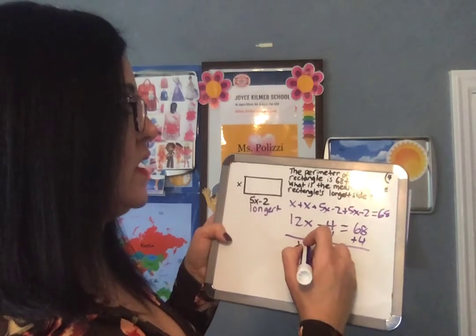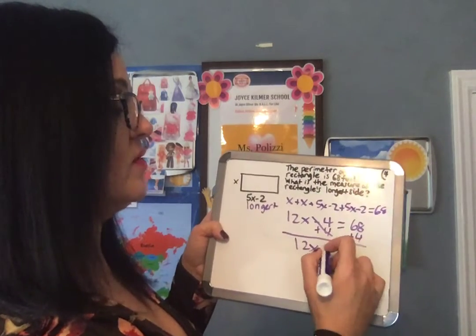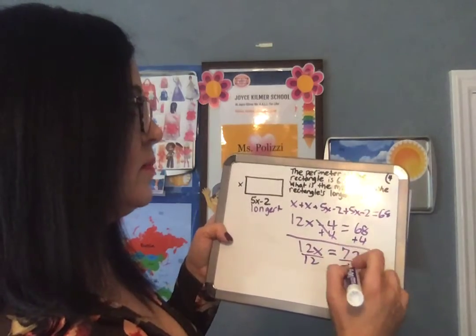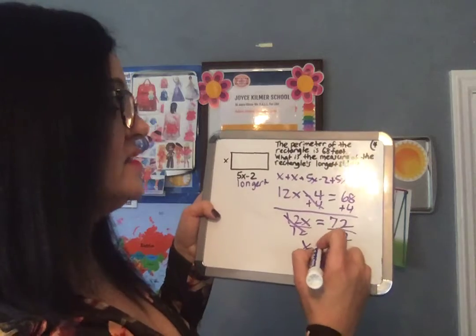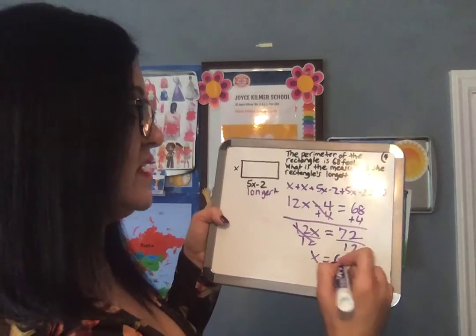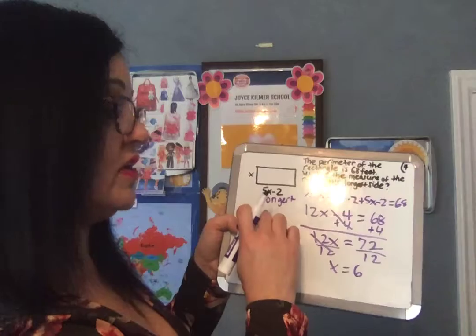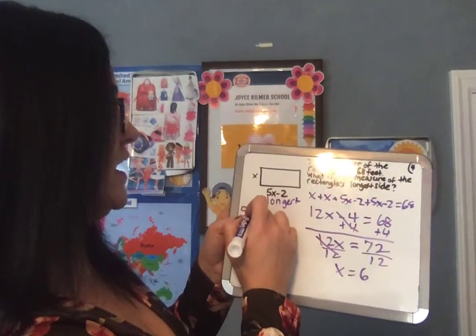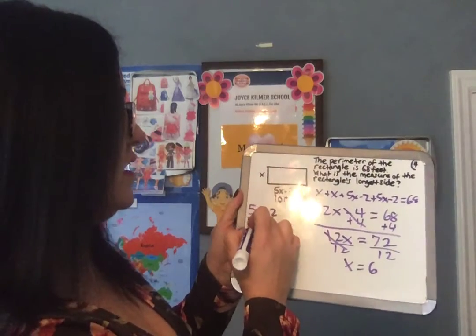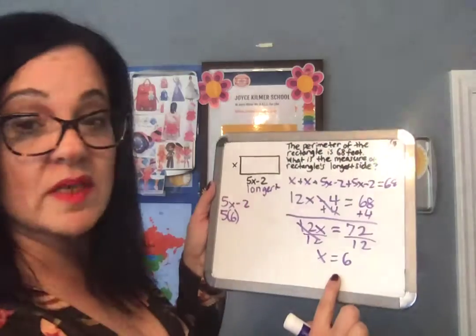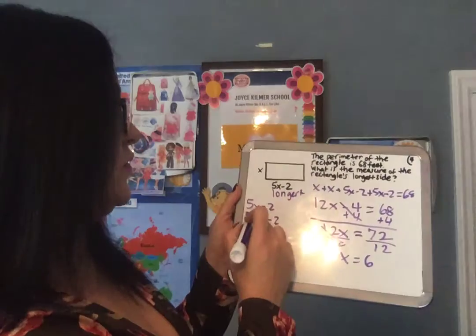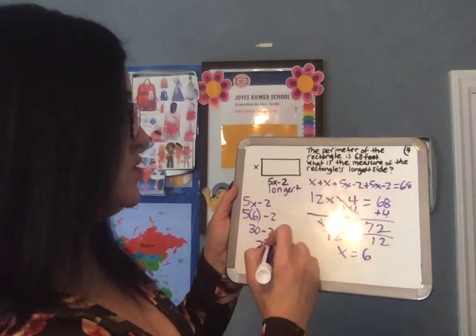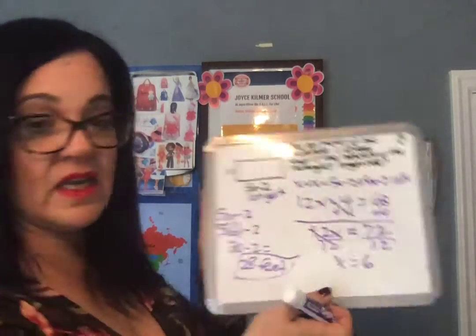Draw our line, 12x, cross this out. 68 plus 4 is 72. We will divide 12 on both sides, cross this out. 72 divided by 12 is 6. So x equals 6, but we still want to look at the longest side. So we'll substitute 6 for x. So 5x minus 2 is the longest side. 5 times 6, because again, we're substituting 6, minus 2. 5 times 6 is 30. 30 minus 2 is 28. So our longest side is 28 feet, okay?